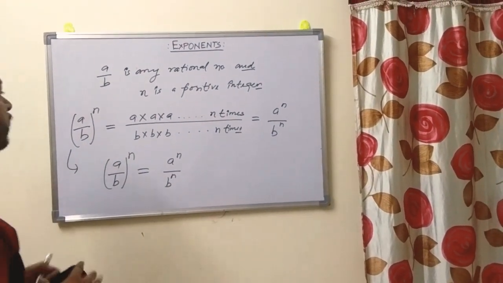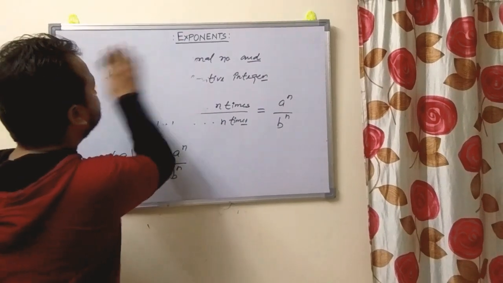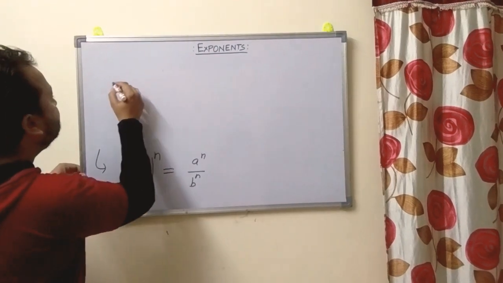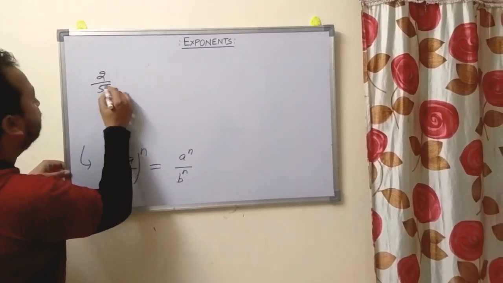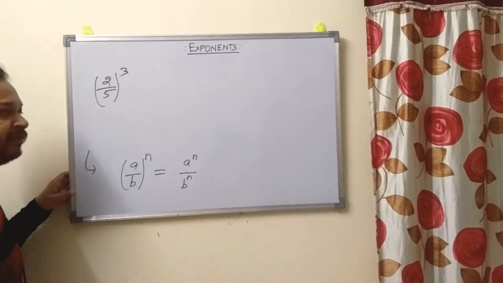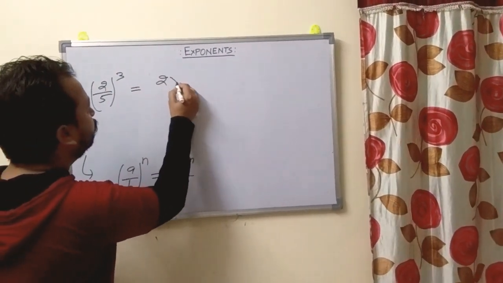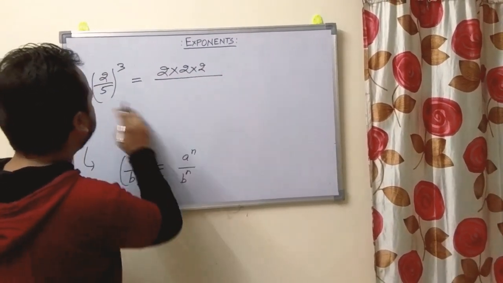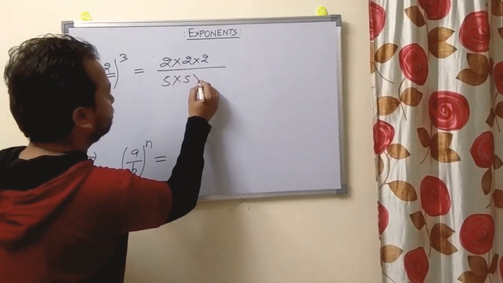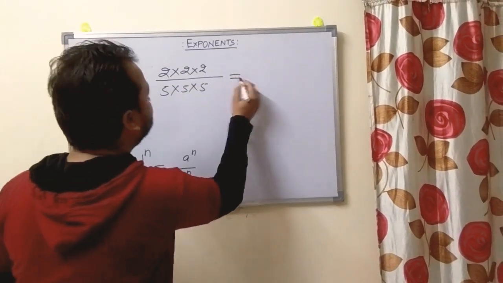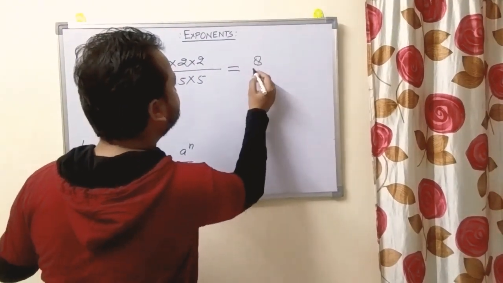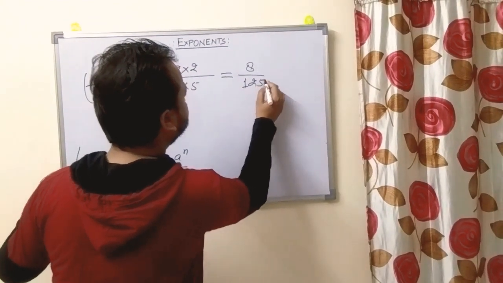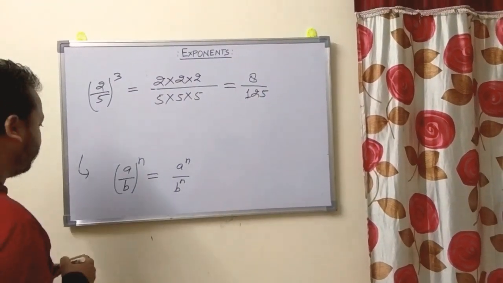Now take some example to understand this. If it is written as (2 by 5) whole power 3, you can write it as 2 into 2 into 2. Means how many times? 3 times, because the power is 3, and 5 is also 3 times. So solve it. 2 twos are 4, 4 twos are 8. 5 fives are 25, 25 fives are 125. So this is the answer, right?